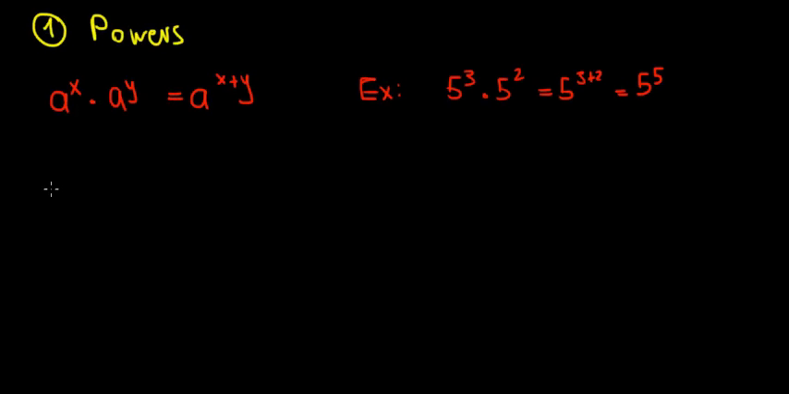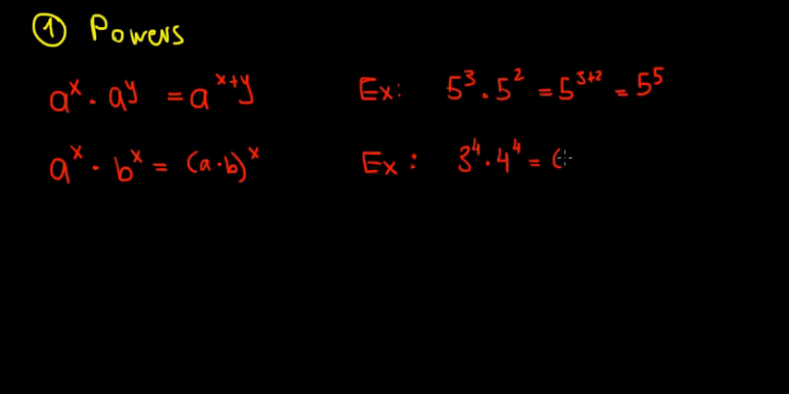Now, what if we have same power but different bases? Well, in that case, we would multiply our bases and keep the power. For example, if we have 3 to the power of 4 times 4 to the power of 4, that would be equal to 3 times 4 to the power of 4, and that would equal 12 to the power of 4. Okay, let's go on.